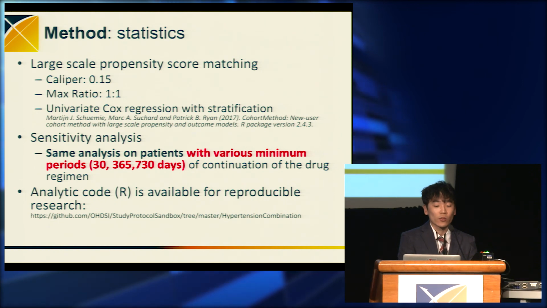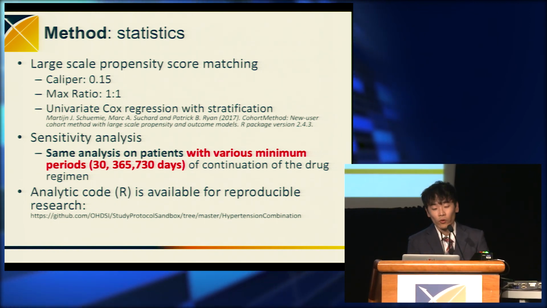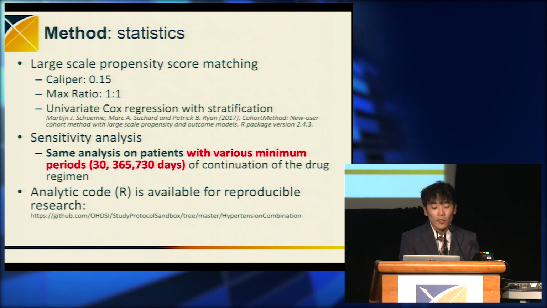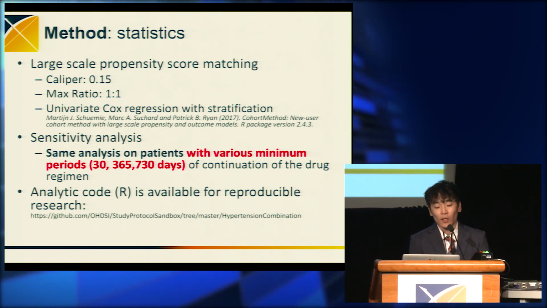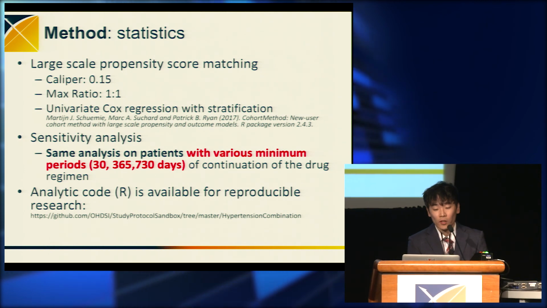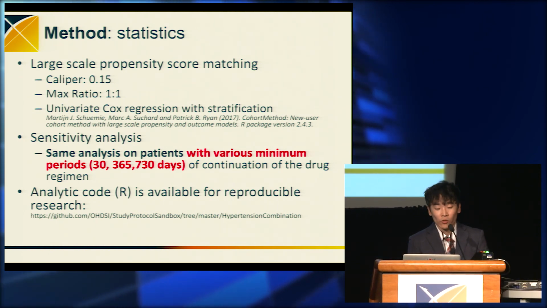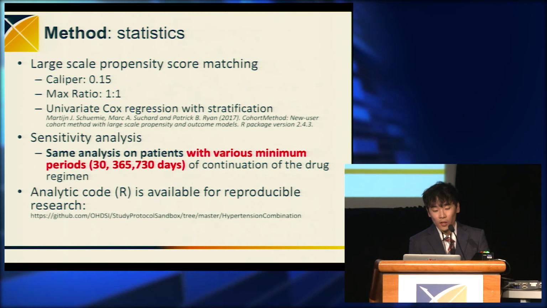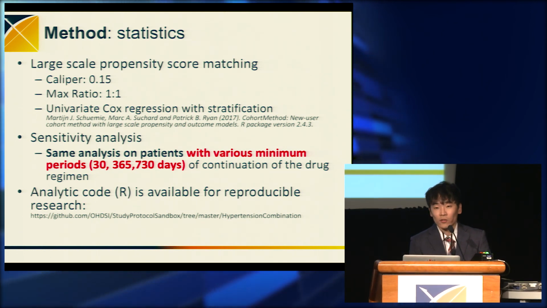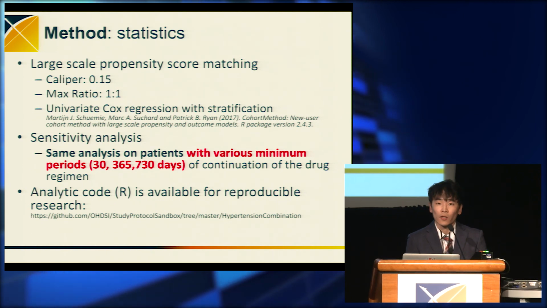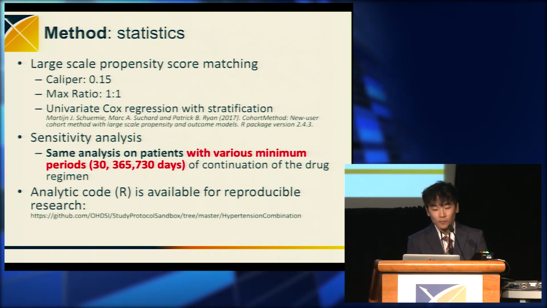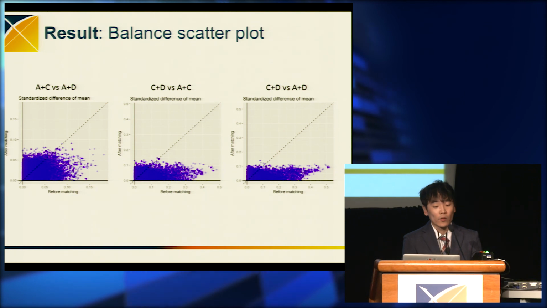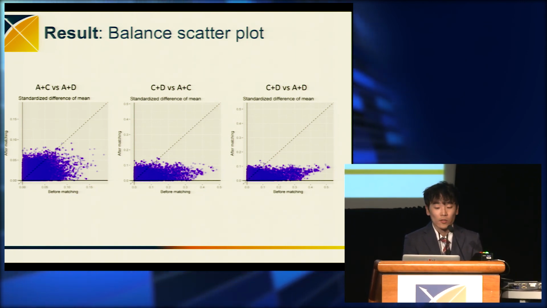I used large-scale propensity score matching with a caliper of 0.15. Max ratio was 1:1, and univariate Cox regression with stratification. For the sensitivity analysis, I conducted the same analysis on patients with various minimum periods of continuation of the drug, for example, 3 days, 1 year, or 2 years. And for reproducible research, the analytic code is available on GitHub in the study protocol sandbox of OHDSI, and you can see the whole protocols in the wiki, and you can see the forums. There are 3 comparisons: AC versus AD combination, CD versus AC combination, CD versus AD combination.